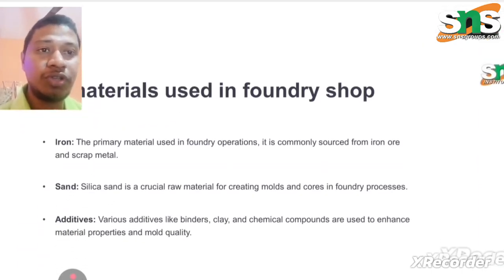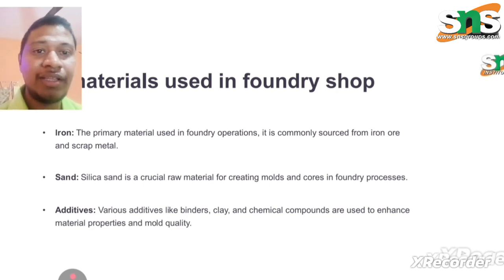Raw materials used in foundry shop. Iron, the primary material used in foundry shops, is commonly sourced from iron ore and scrap metal. Sand: silica sand is a crucial raw material for creating molds and cores in foundry processes. Additives: various additives like binders, clay, and chemical components are used to enhance material properties and mold quality.